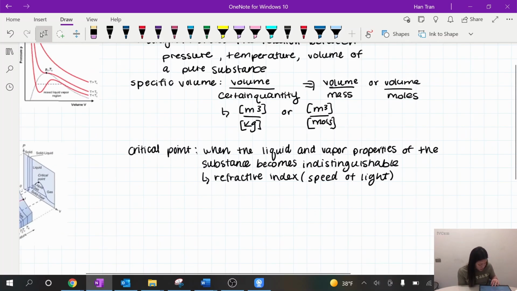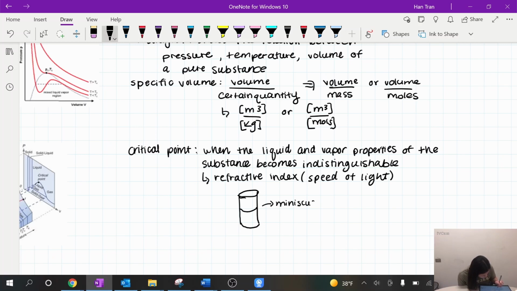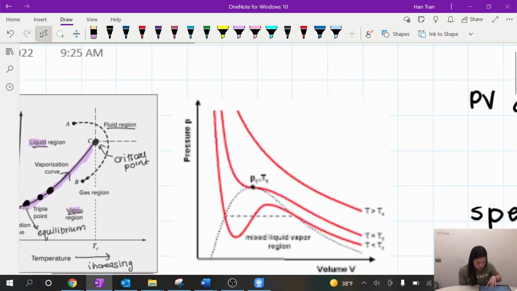This property becomes indistinguishable. So what that means is if we were to have a cup of water, a lot of times when you look at a cup of water from the side, you will see this thing called a meniscus. The meniscus is the line that shows you where the water is, right? You can see that up here there is air and down here there is water. When we hit this critical point, that meniscus disappears and you can't really see where the liquid water starts or ends, or where the vapor water starts or ends. It all looks the same. And that is what we call the fluid region. In the fluid region, you can't tell where the liquid is and where the vapor is. Its properties are indistinguishable. They are the exact same.